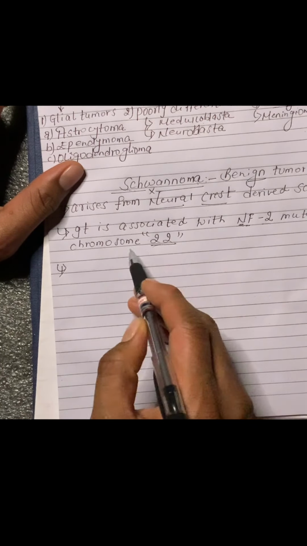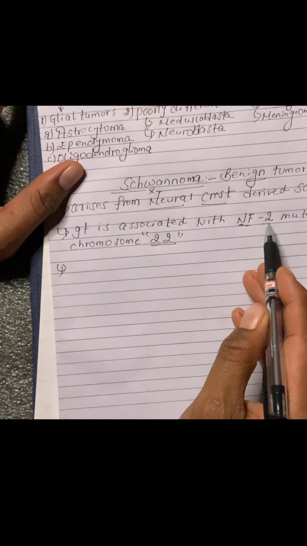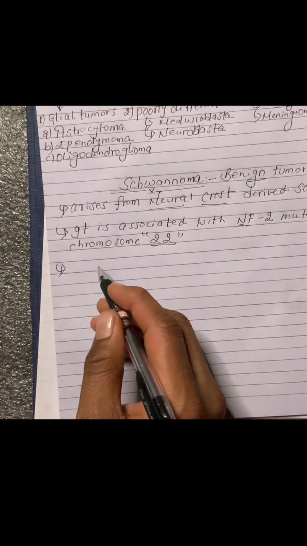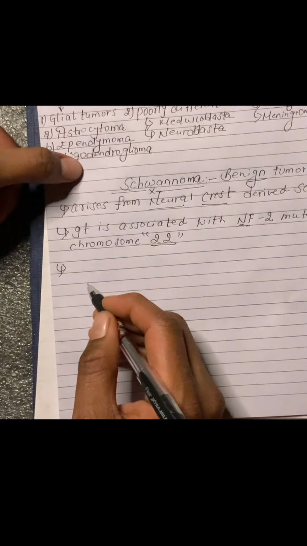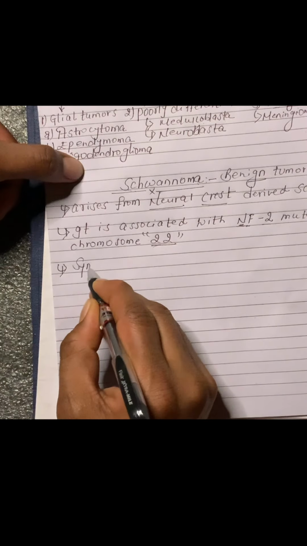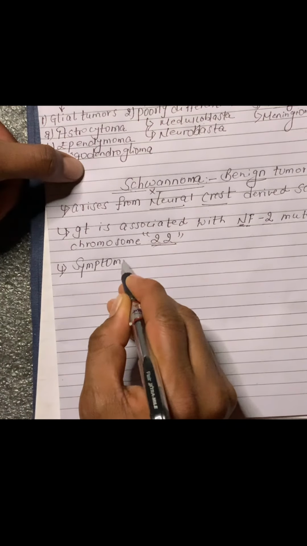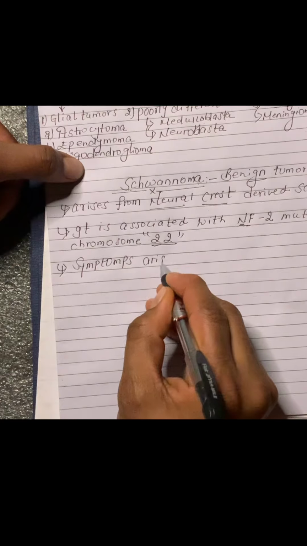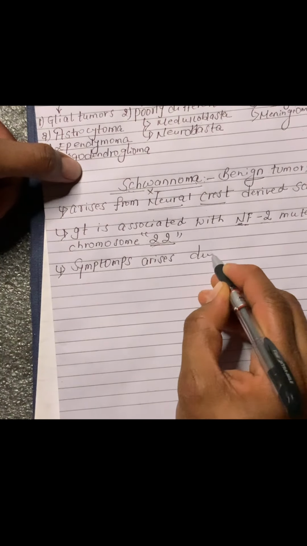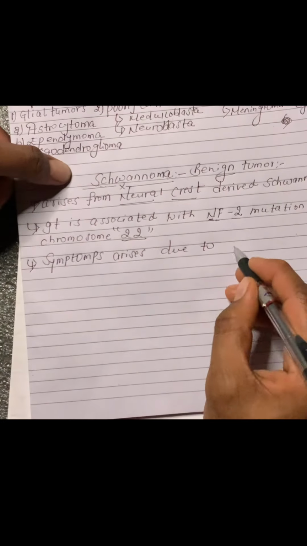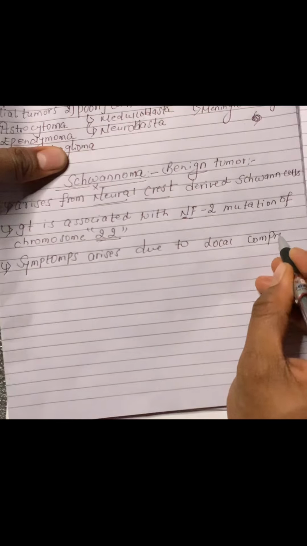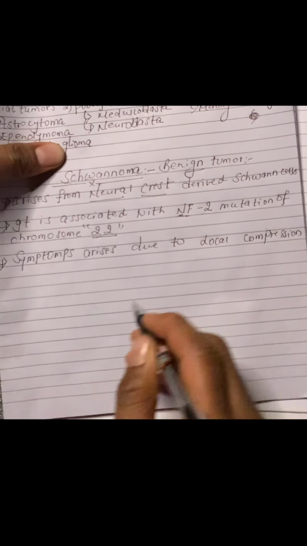In chromosome 22, the NF2 gene codes for the neurofibromin protein, and that is undergoing mutation. That's why the schwannoma is occurring here. Okay guys, so talking about its symptoms, symptoms arise due to local compression. So guys, how the symptoms arise, you can just correlate these things.